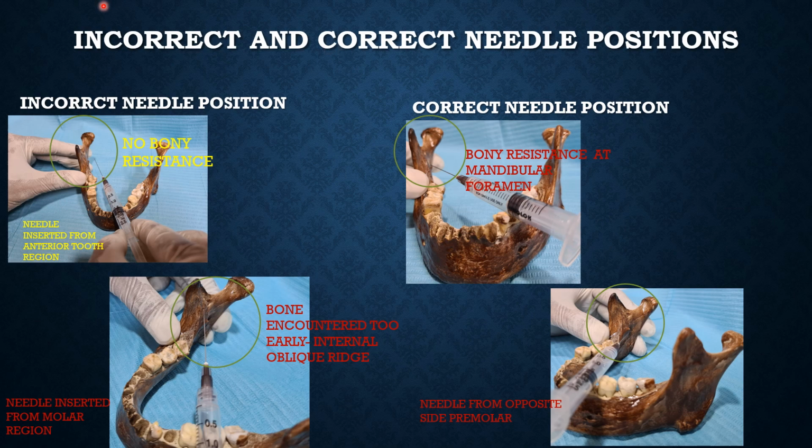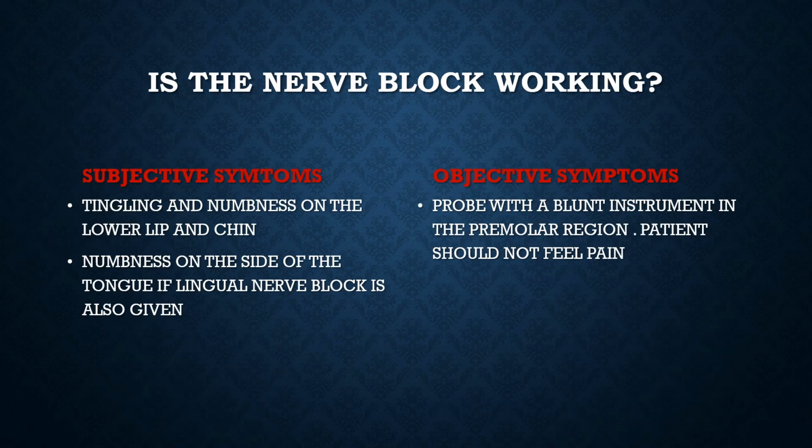So to again go ahead with understanding what is the incorrect and correct position of the needle, like I told you earlier, the correct position would be when you come from the premolar region only. If you come more anteriorly, you will not feel bony resistance, and if you go too posteriorly, you will feel the internal oblique ridge, which is encountered too early, with the needle not going all the way inside.